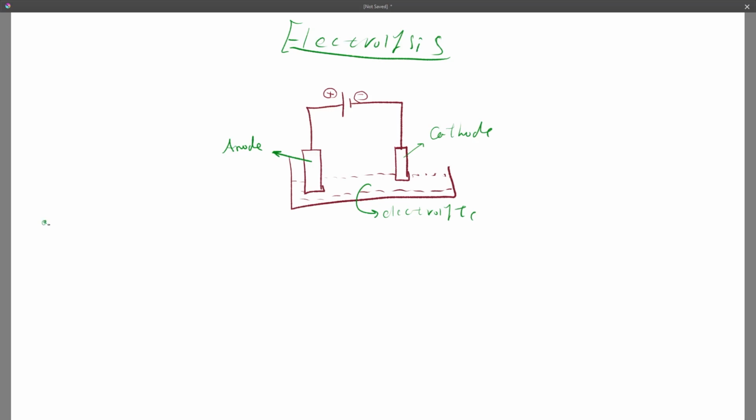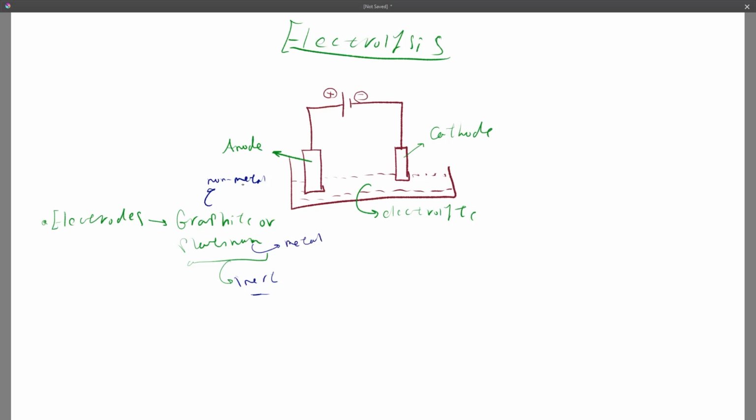First thing you need to note is that the electrodes are made of graphite or platinum. These two are inert, meaning that they do not participate in the chemical reaction. All they do is conduct or transport the electrons. That's all they do. They do not participate in the chemical reaction in any way. Also note that graphite is a non-metal, while platinum is a metal. So our electrodes can be made of a non-metal, that would be graphite, or a metal, and that would be platinum. Okay, now let's take an example to this whole electrolysis process.